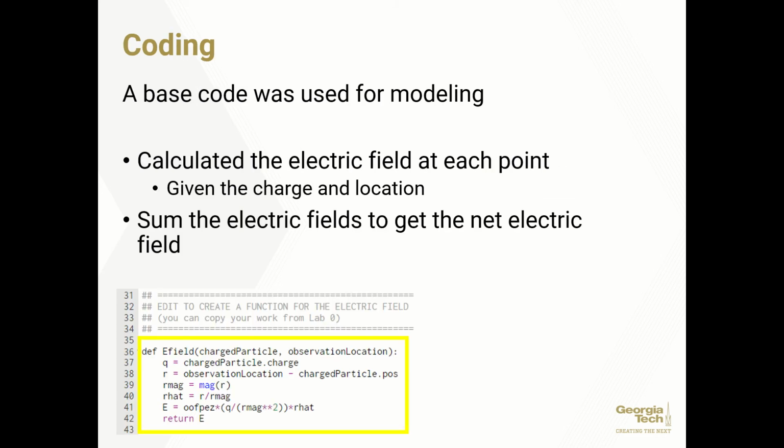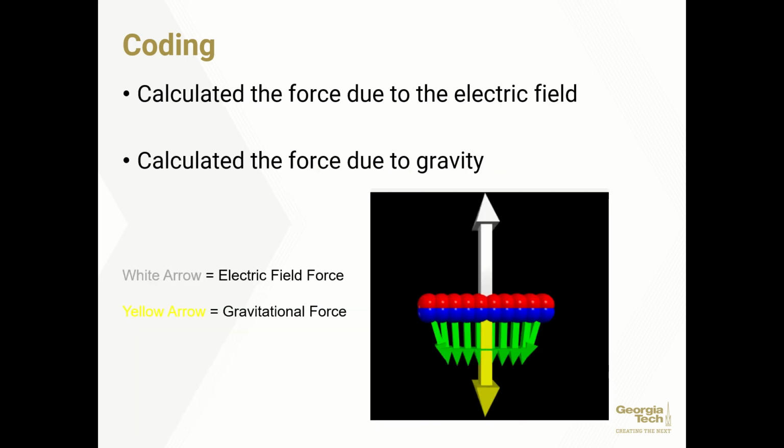So the code here, basically, we're given a base code, and from there we were asked to calculate the electric field at each point, which is that formula down in the yellow box below. That formula can calculate the electric field based on a particle's charge and location. So all the electric fields for all of these little particles were determined, and then the sum of all those electric fields gave us the net electric field. So the net electric field was then used to calculate the electric field force, which is the white arrow, and we also calculated the gravitational force, which is the yellow arrow. And like I said earlier, due to the momentum principle, these two forces have to be the same.